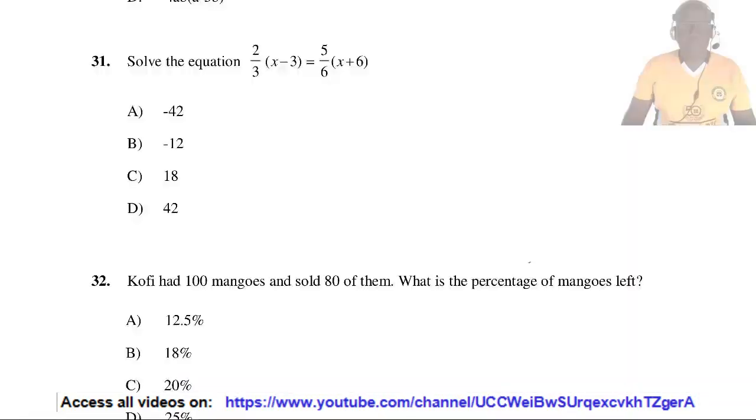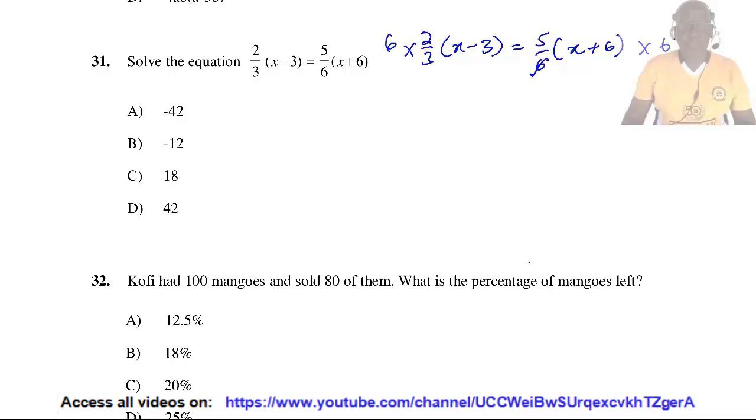Question 31. Solve the equation 2s times into brackets s minus 3 to be equal to 5 over 6 times into brackets s plus 6. That is 2s times into brackets s minus 3 to be equal to 5 over 6 times into bracket s plus 6. We shall multiply through the equation by 6 to eliminate the fractions. So times 6 over here, times 6 over here.